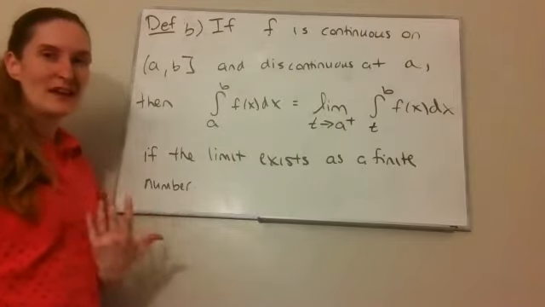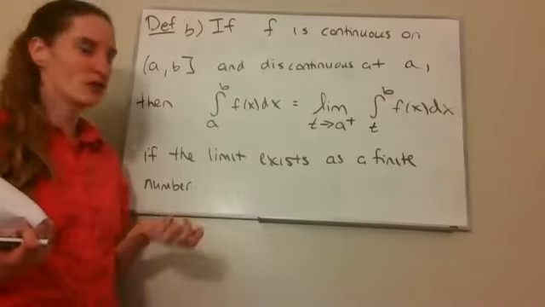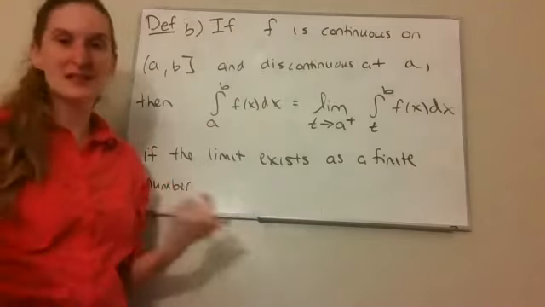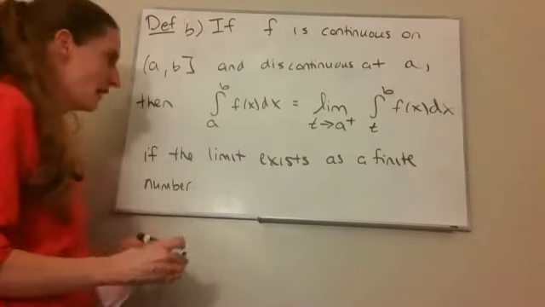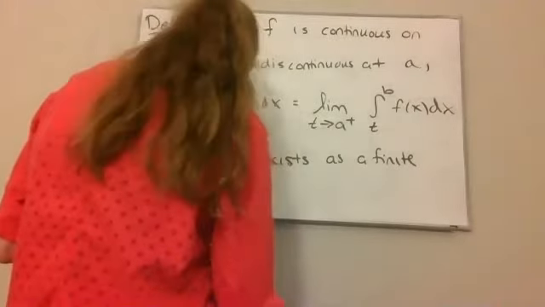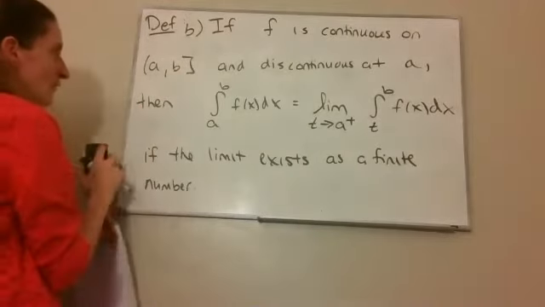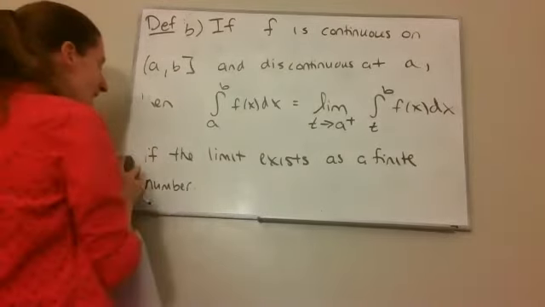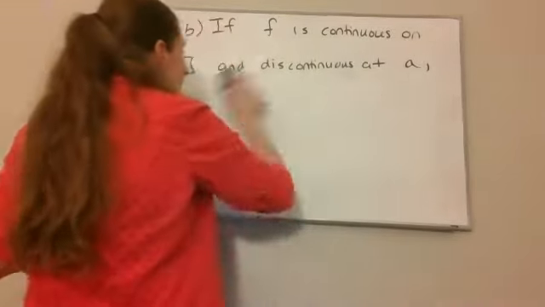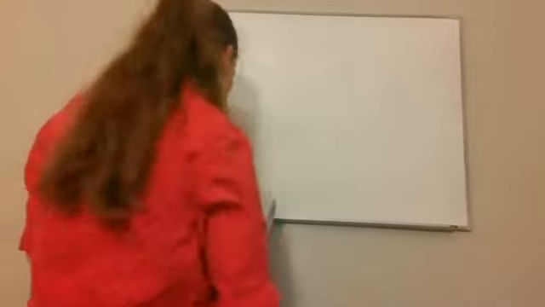So again, all this is saying is wherever you have a problem, whether it's an infinite bound of integration or your function's discontinuous there, you rewrite it as a limit to hide the problem. Then if the limit exists as a finite number, you have a convergent integral. Otherwise, it's divergent. Now, both A and B for this definition involve the function having issues at one of the endpoints of our interval. But it's also possible that your function could have an issue somewhere in the middle of the interval.